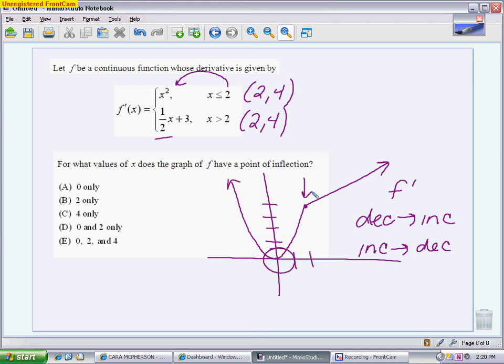The increase is a little bit different. We go from a parabola to a line, but it's still increasing. The derivative didn't change signs. So the only place here where we have that extrema, or that place where the derivative changes signs, is at 0, giving me answer A.